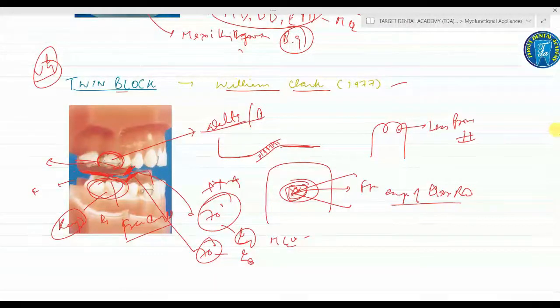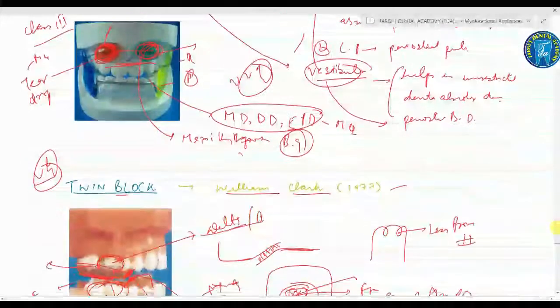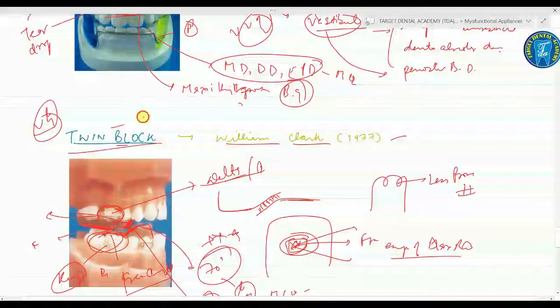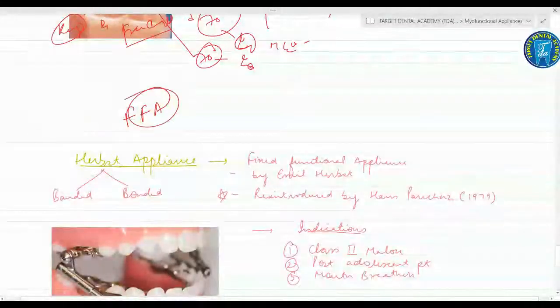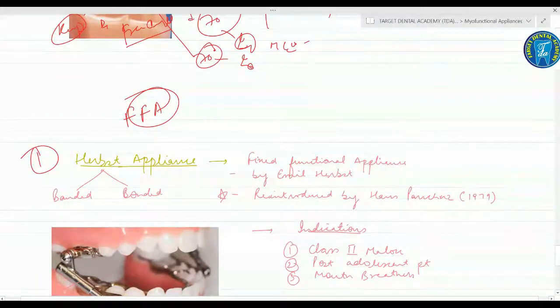Right? So this is all about the twin block. Most commonly used myofunctional appliance nowadays is twin block. So after this, coming on to the fixed functional appliances. So in this, first is the Herbst appliance.